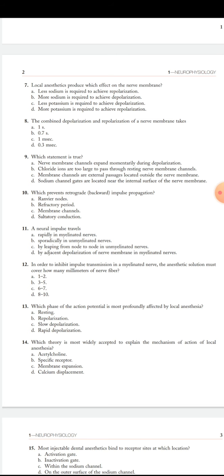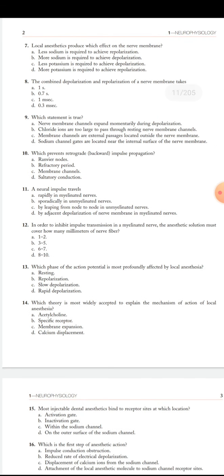12. In order to inhibit impulse transmission in a myelinated nerve, the anesthetic solution must cover how many millimeters of a nerve fiber? A. 1 to 2 millimeters. B. 3 to 5 millimeters. C. 6 to 7 millimeters. D. 8 to 10 millimeters.